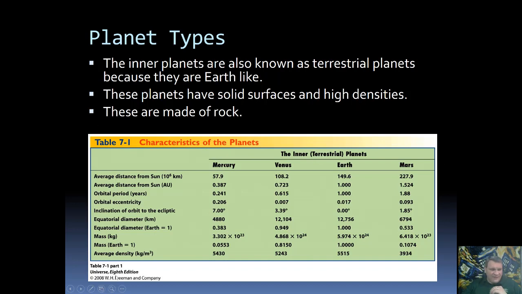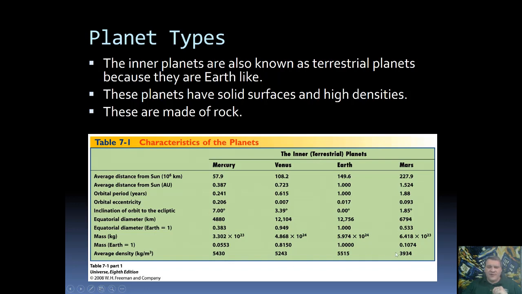So in this graph down here at the bottom, we're looking at the average density. Mercury has an average density of 5,430. Venus is at 5,243. The Earth has the highest density of 5,515, and then Mars has the lowest of the terrestrial planets at 3,934.